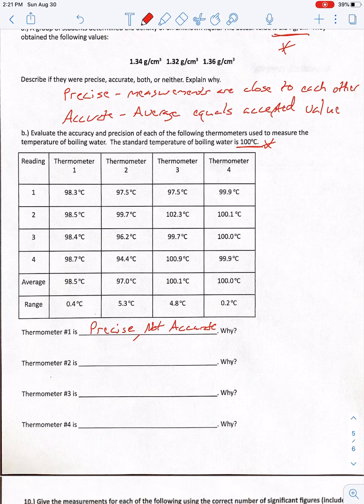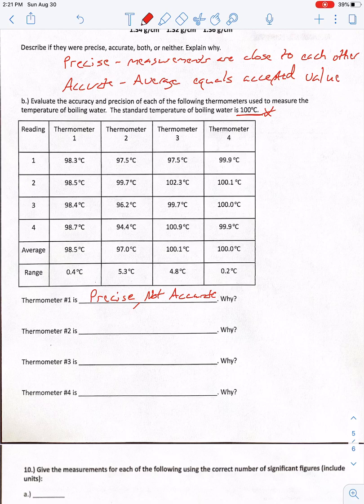Okay, so I'm not going to write why because I just kind of got through explaining it, so that'd take me longer. So thermometer number 2, you can take your time to write why from what I just told you. We look at thermometer number 2: 97.5, 99.7, 96.2, 94.4. They are all over the place. So that is not precise. And let's look at our average. 97.0 is even further away from 100. So that is not accurate.